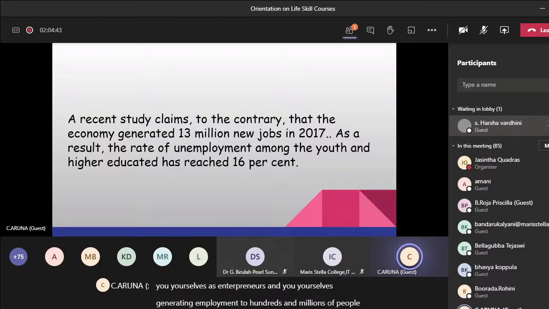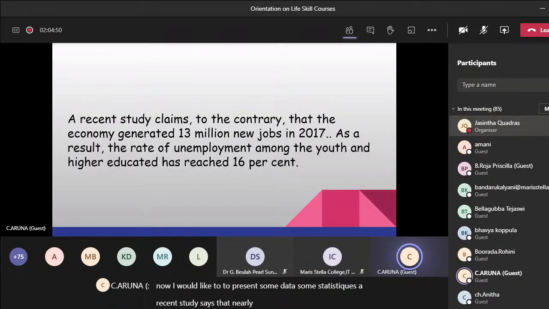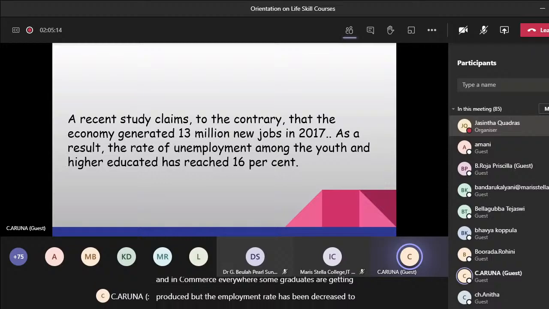Now, I would like to present some data, some statistics. A recent study says that nearly 13 million new jobs have been created. Okay, but the rate of unemployment in India among youth and the higher educated has reached 16%. So the unemployment levels have been increasing. Hundreds of universities, thousands of colleges in India have been producing graduates in management, in engineering, and in commerce. Everywhere graduates are getting produced, but the employment rate has decreased to the extent of 16%.